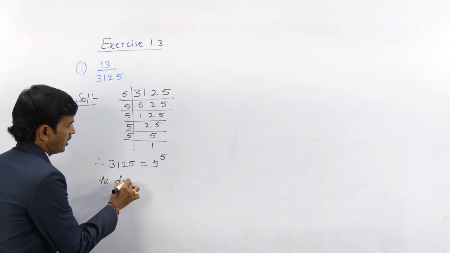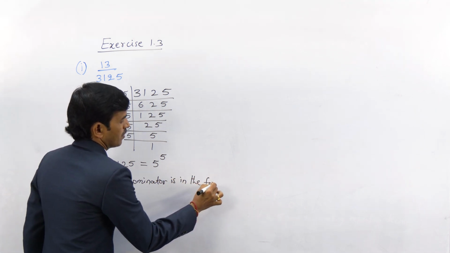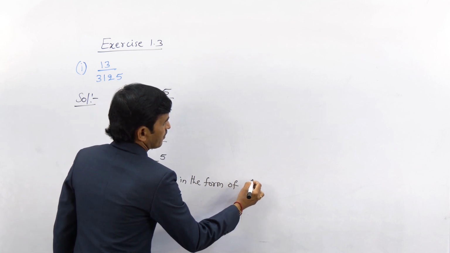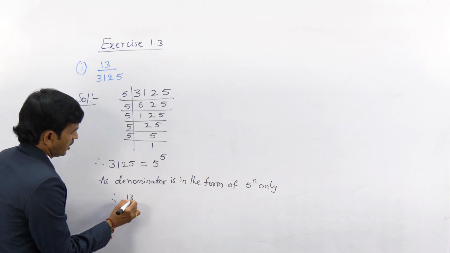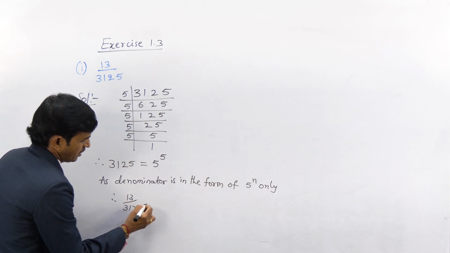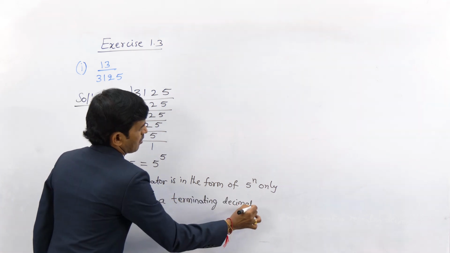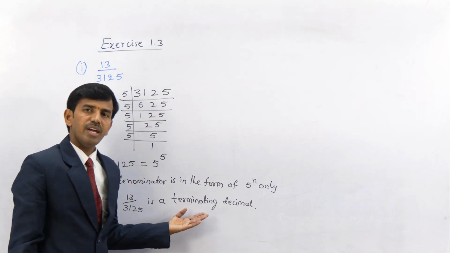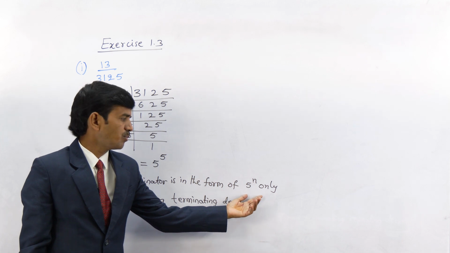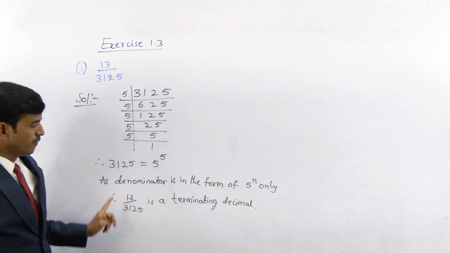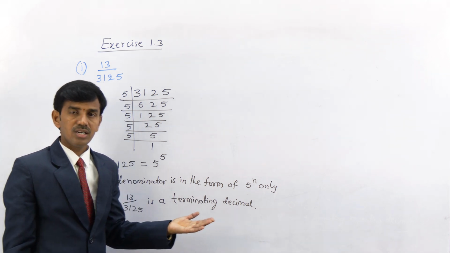As denominator is in the form of 5 power n only, therefore 13 by 3125 is a terminating decimal. We have written this statement based on the condition of denominator, which can be written in the form of only 5 power n. Without actual division, we can state the given rational numbers as either terminating or non-terminating repeating.